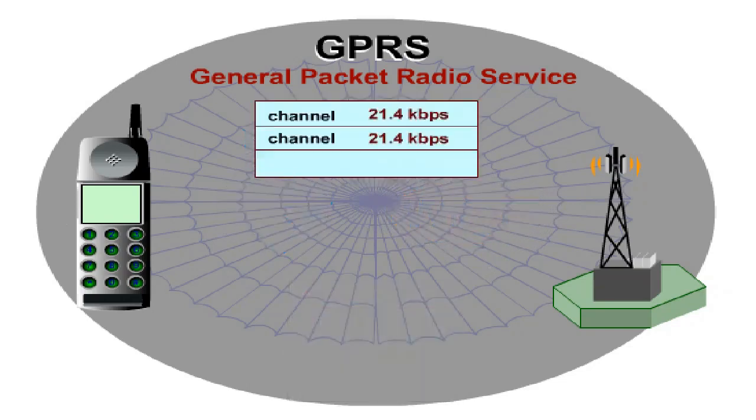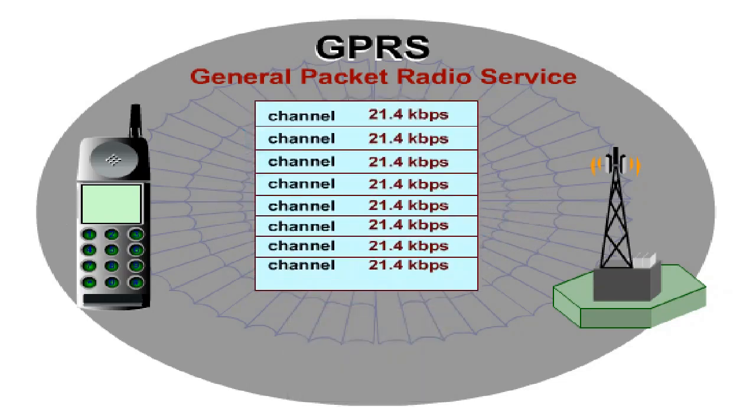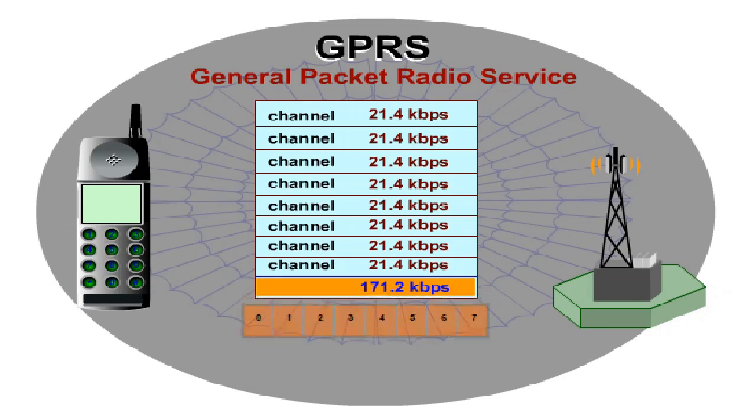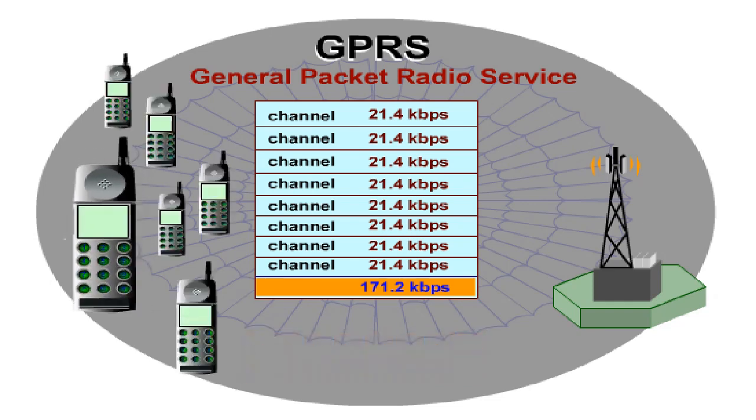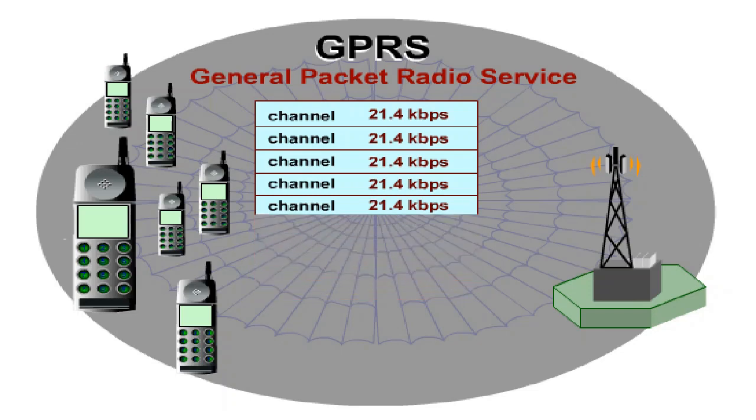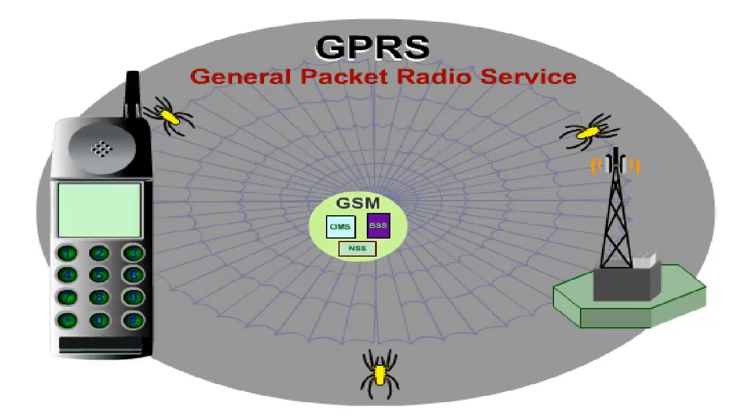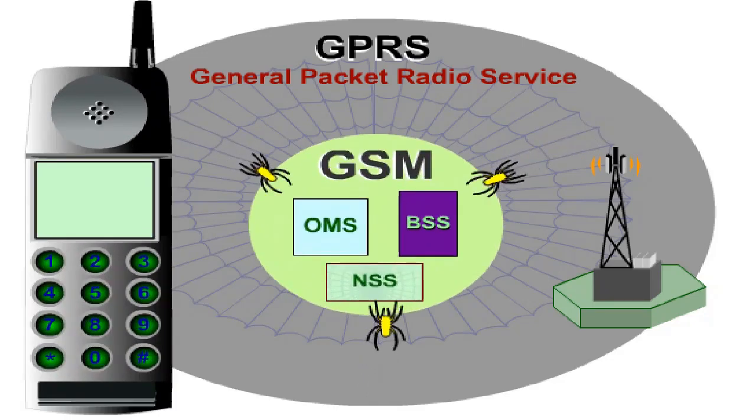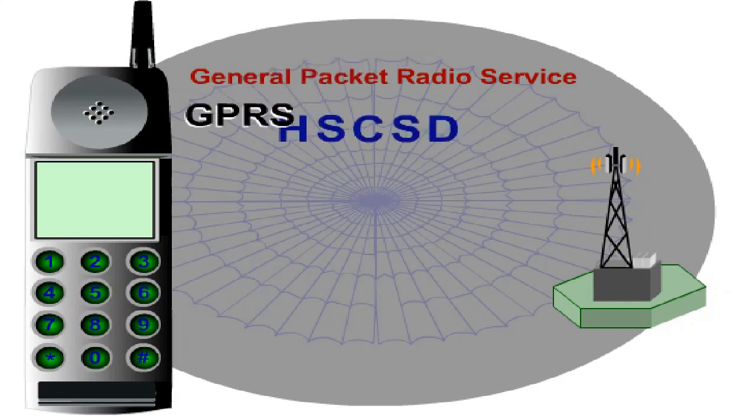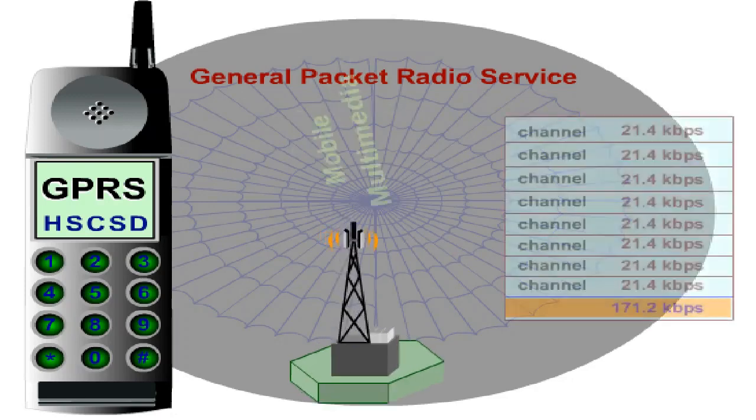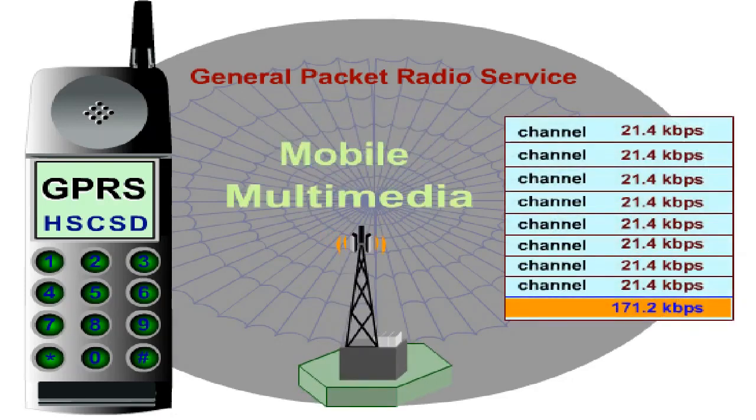By bundling up to 8 channels, a data rate of up to 171.2 kilobits per second can be achieved, with up to 8 subscribers per channel. The more subscribers transmit data within a cell, the more the data rate available to each individual user is reduced. GPRS requires some modifications to the existing GSM infrastructure. Together with HSCSD, GPRS is a further step towards mobile multimedia.